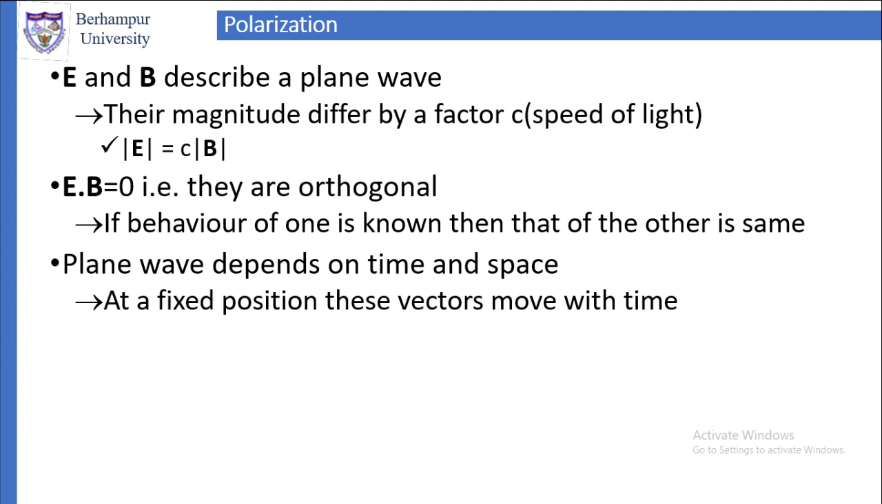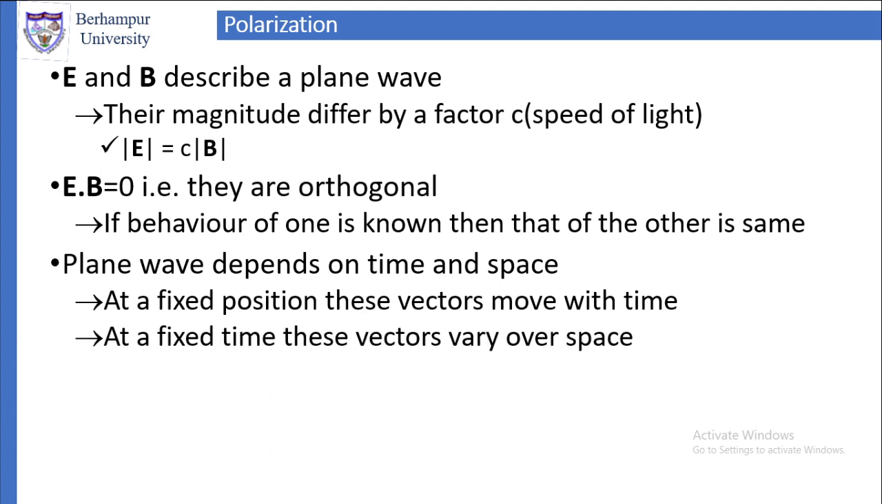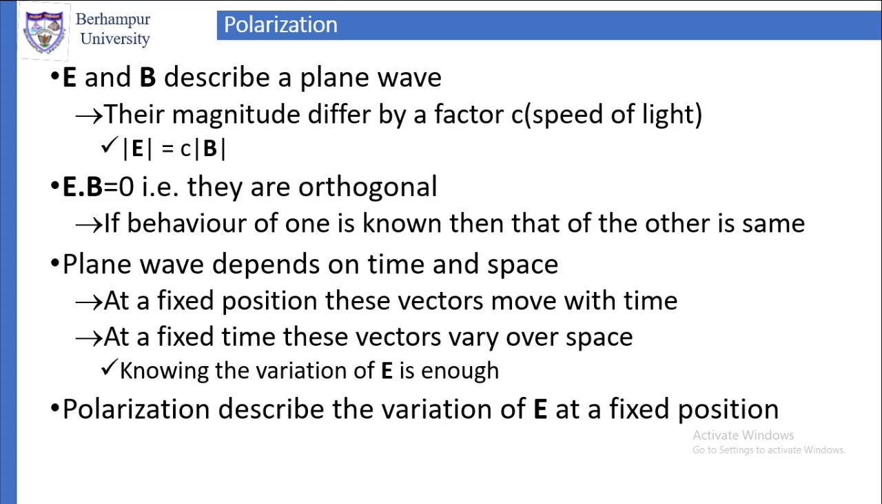If we fix the position, these vectors will move with time. If we fix the time, then they will move over space. So knowing the variation of E is enough. Why? Because E and B are orthogonal to each other, and E is related to B by a factor of C. So knowing the variation of E, with respect to time, or space, or both, is enough, because that variation is the same for B.